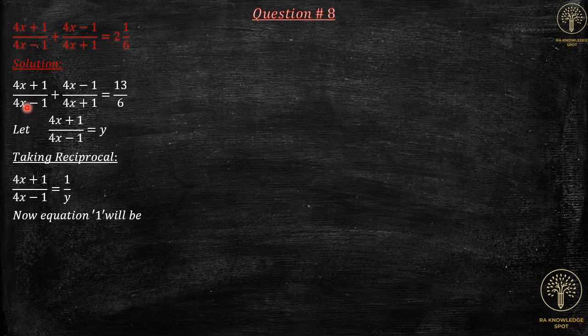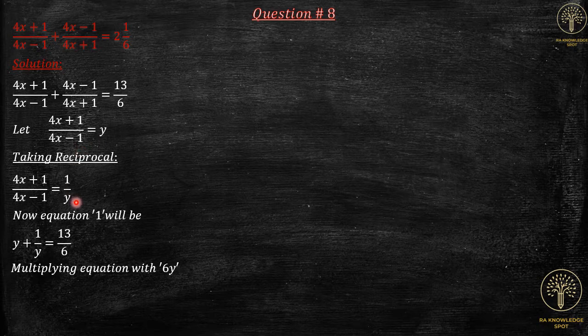As we know that this whole term is equal to y, then we have to substitute the value. This is the y, plus will be as it is, and this is 1 by y is equal to 13 by 6, as it is, because we are just replacing wherever we have 4x plus 1 divided by 4x minus 1 is equal to y. It's just a matter of replacing.